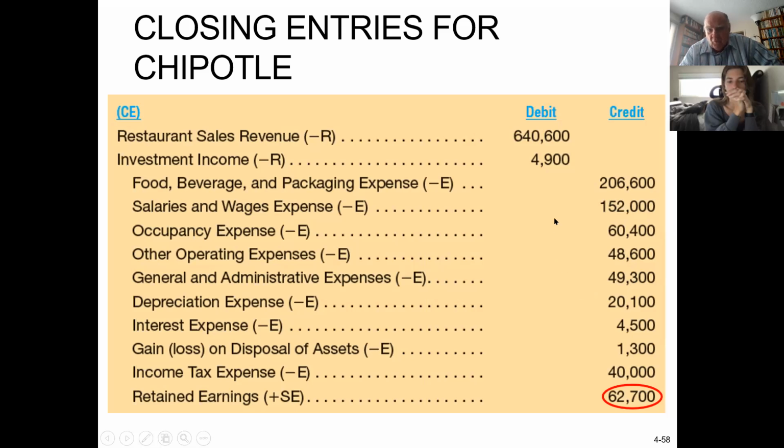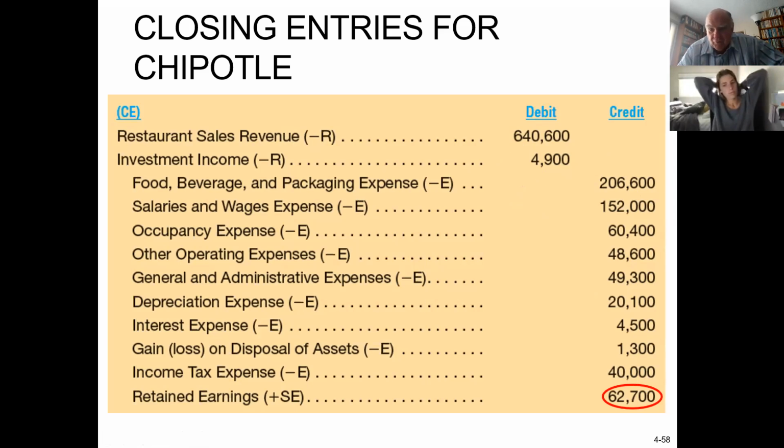And when you move all of your revenues over and all of your expenses over, what have you brought over? You've brought over the profit. So we need a number to balance this. Our revenues were higher than our expenses, so we get to credit retained earnings. And now we have closed the temporary accounts. Makes sense?